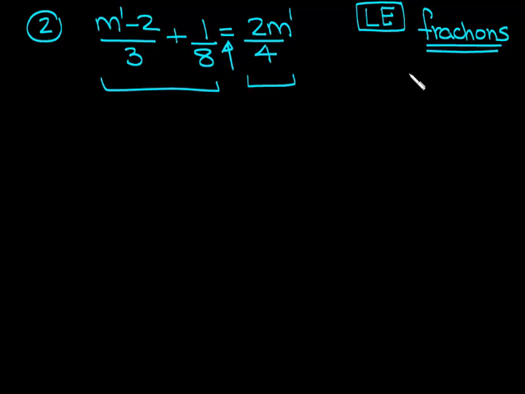It's the smallest number that's divisible by 3, 8, and 4. Okay, so we are looking for the smallest number that 3 divides, 8 divides, and 4 divides.